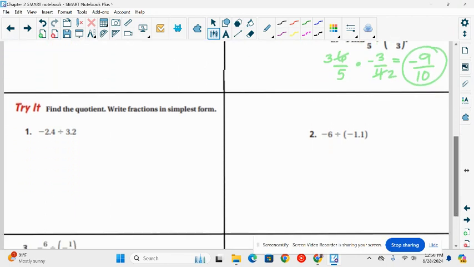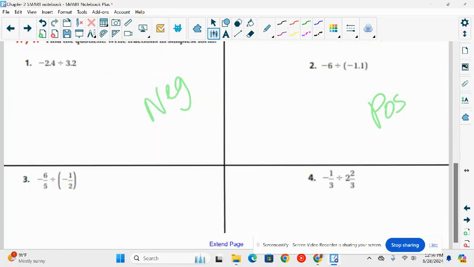Just looking at number 1, is it going to be positive or negative? Negative. Looking at number 2, positive or negative? Positive. All right, you do 3 and 4.